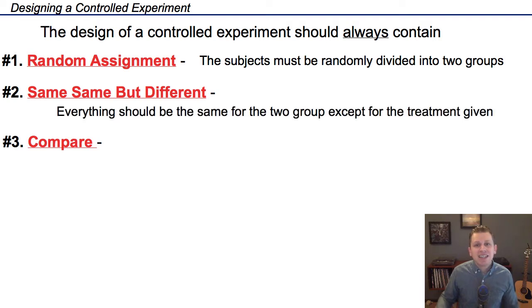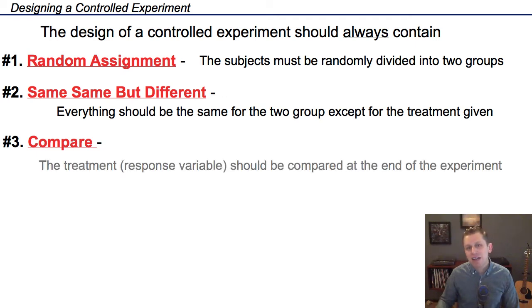The next piece is to keep everything the same for the two groups except the treatment. So one group is going to drink the Red Bull, one group is not, but everything else should be the same. They should both drink the same amount of whatever drink at the same time of the day, and the groups should have the same number of participants in them. Everything is the same except the Red Bull in one of the drinks.